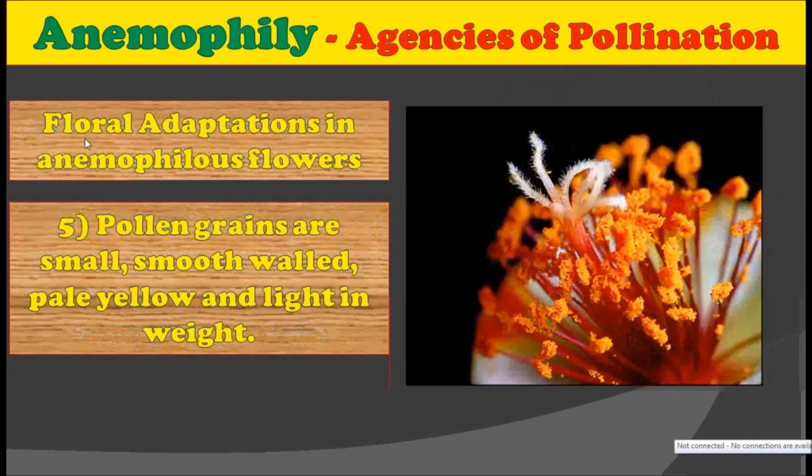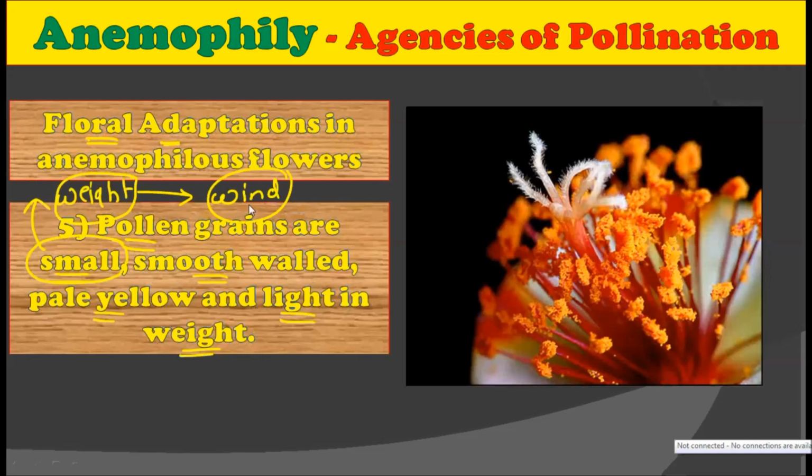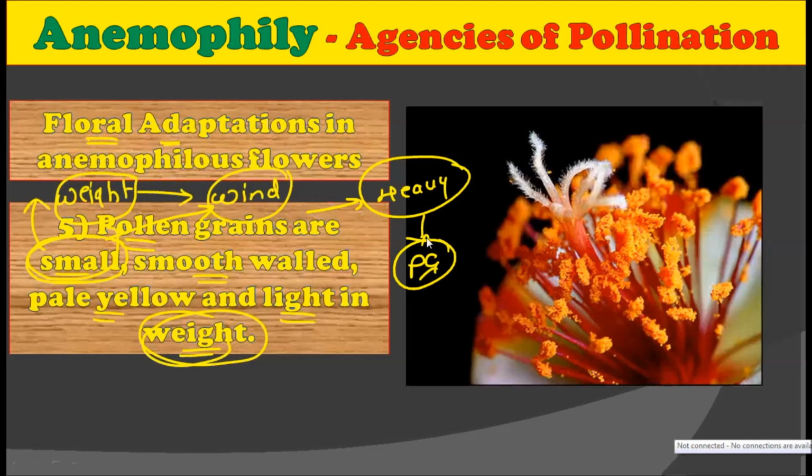All right. Now the next important floral adaptation is that the pollen grains are very small, smooth walled, pale yellow in color and light in weight. Now this makes sense. As the pollen grains are small in size, they will have very low weight. Having very low weight, they can easily be flown away by the wind. That is, as these plants are wind pollinated, the size and the weight of the pollen grains should be less so that the wind can take them to another flower. If you find a heavy pollen grain, then such a heavy pollen grain cannot be flown away by the wind.